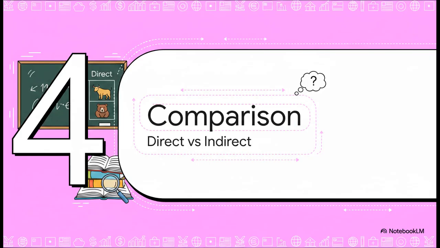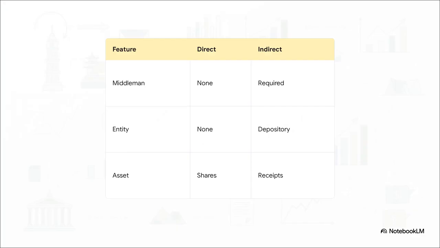Which brings us to Section 4, direct versus indirect comparison. This is the climax of our explainer, synthesizing everything for your revision notes. Here is the exact mental framework you're going to need to systematically map out their differences on exam day. Notice how perfectly the mechanics mirror each other here.